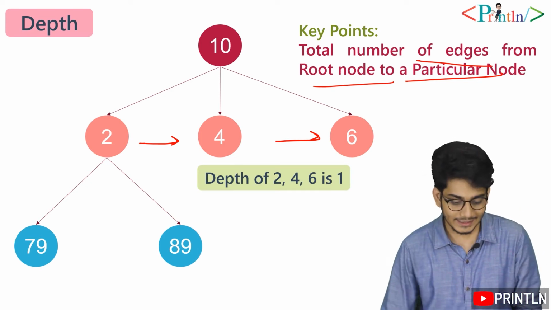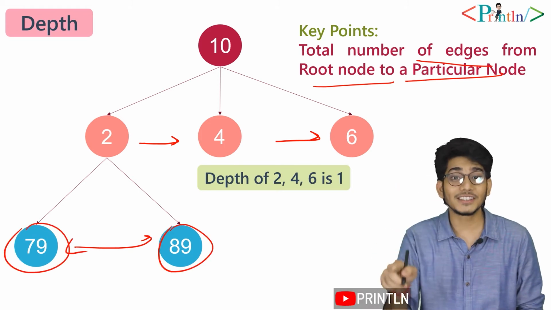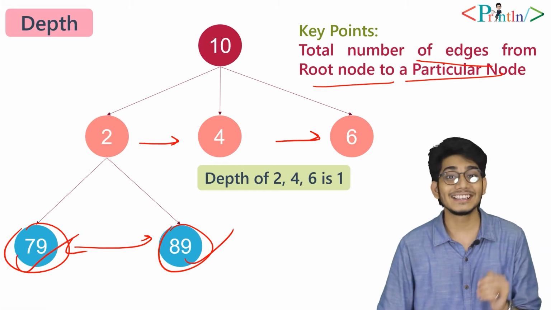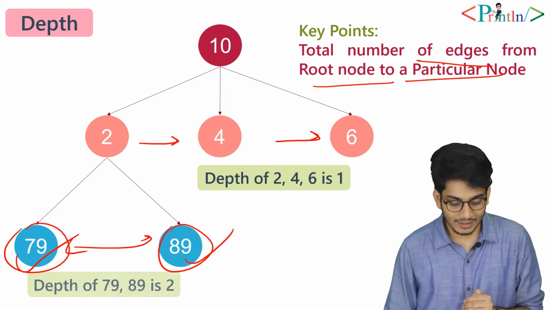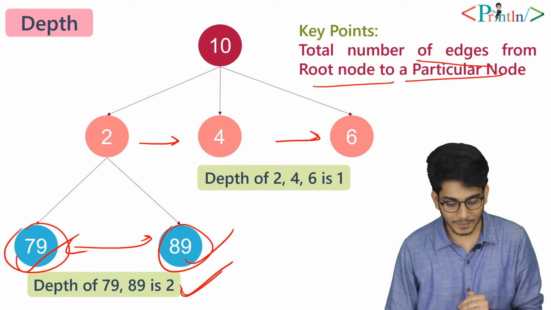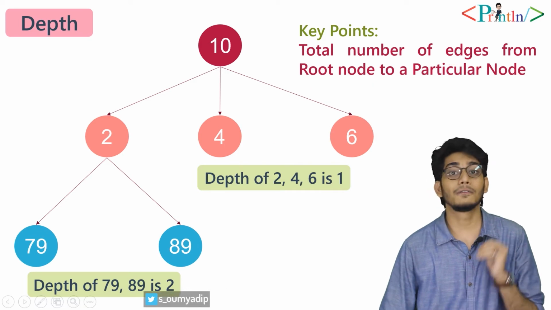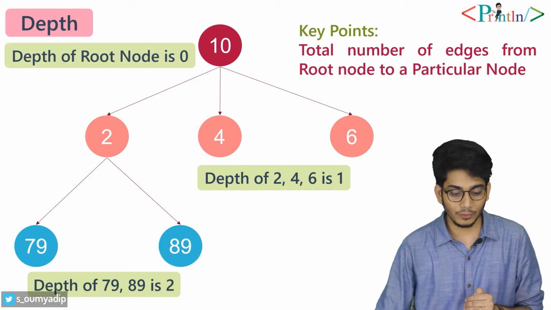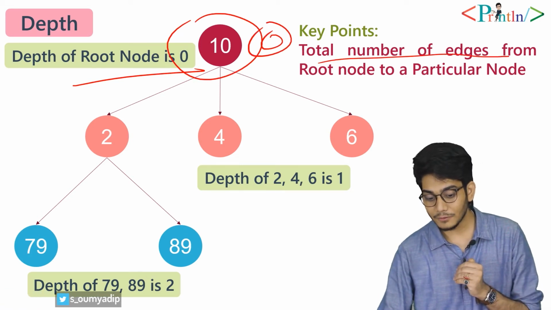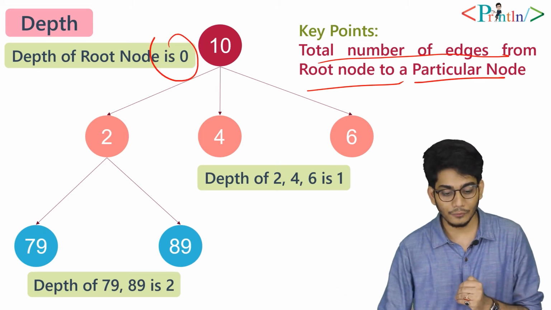Now tell me another thing: what will be the depth of 79 and 89? Pause this video and write in the comment section what the depth of 79 and 89 will be. I hope you have written the comment. That is 2. So the depth of 79 and 89 will be 2. This is how we can measure the depth of a tree. What is the depth of the root node? That is 0, because it is the total number of edges from the root node to a particular node. So the depth of the root node will always be 0.